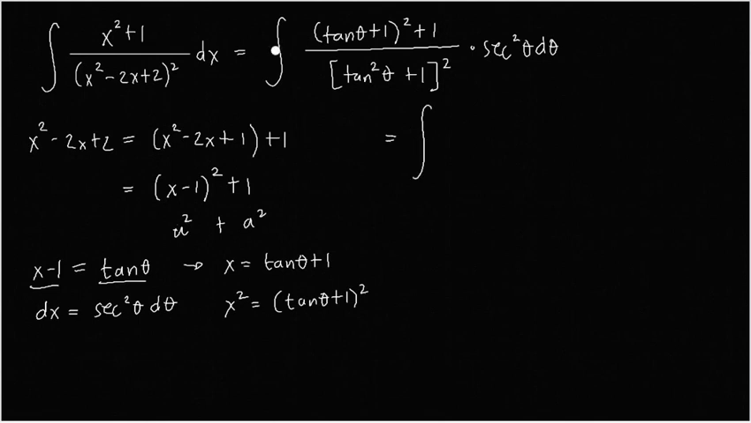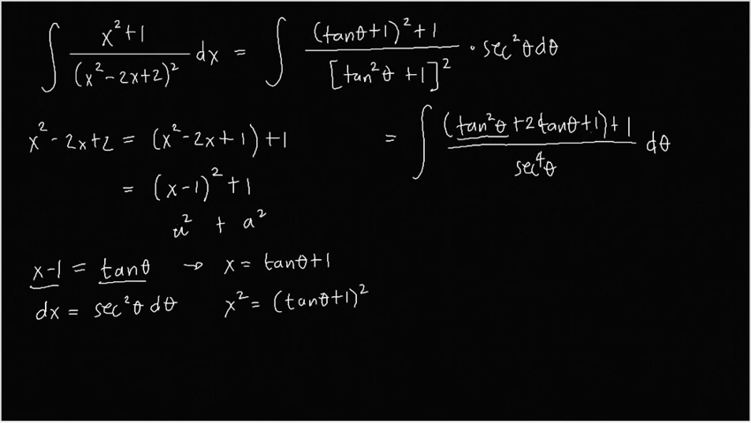How will we do this? Square natin itong nasa taas. So we have tangent squared of theta plus 2 tangent of theta plus 1 plus 1 all over. What is tangent squared of theta plus 1? Again, that is secant squared of theta, but since naka-square din yun, we will raise na to sa 4 d theta. And take note, meron tayong tangent squared of theta plus 1 dito.